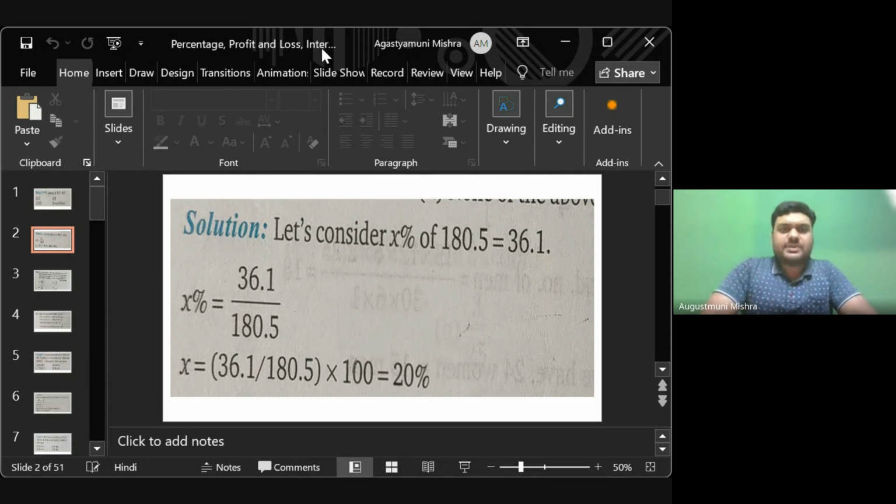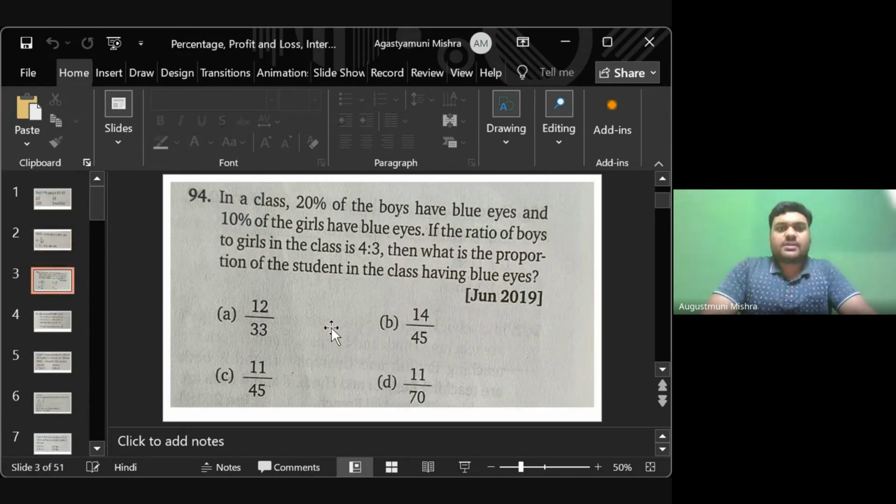This is a very simple one. Okay. Now I think we can change because it's very short also. This is a NET question from June 2019. This is a very important question. Many questions like this you can see in the exam.